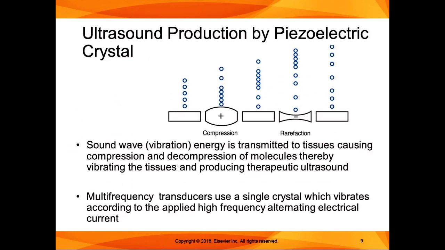So the sound wave, or the vibration energy, is transmitted to the tissues when we apply it to tissues, and it causes compression and decompression of the molecules. So basically it vibrates the tissues, and that's what therapeutic ultrasound does. Most of the units that we have in the clinic are multi-frequency transducers that use a single crystal which vibrates according to the frequency that's applied to it. And so the manufacturer gets the right crystal and installs it in the machine and gives us control so we can choose which frequency we're going to vibrate at.